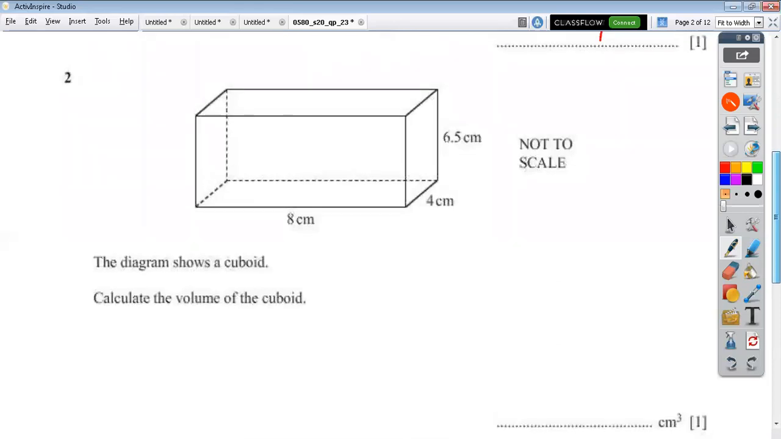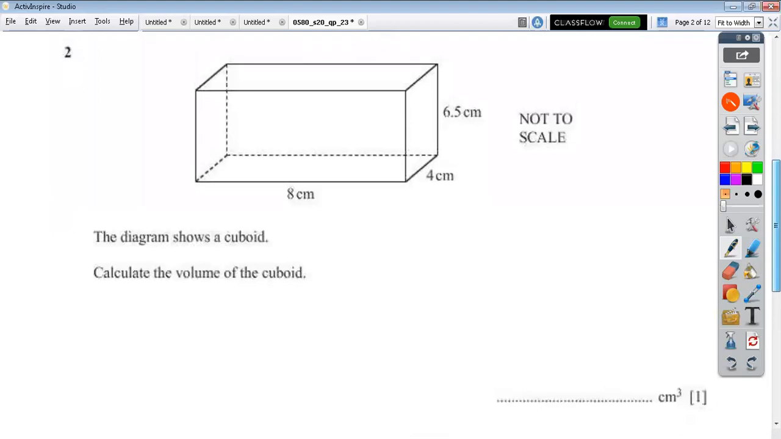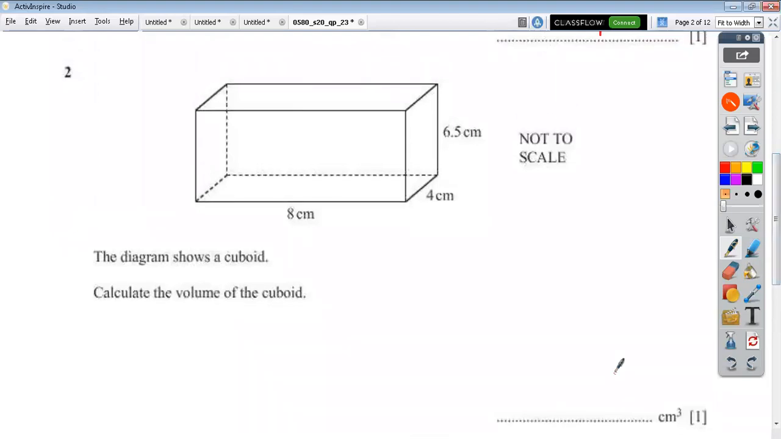Now the diagram shows the keyboard. Calculate the volume. Oh, this is easy. Length times width times breadth, times 6.5. What do you get? $208.